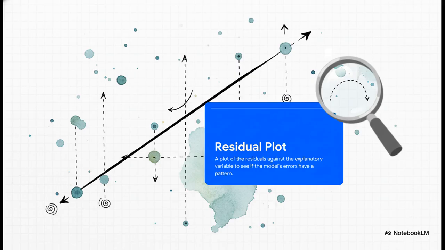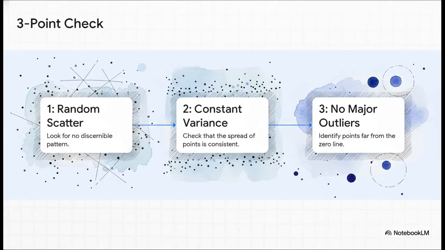A residual plot just maps out all those errors. So what we're really doing here is looking at our model's mistakes to see if there's a pattern to them. Kind of clever, right? And when we're looking at this plot, we've got a super simple 3-step checklist. First, is it just a random scatter? We're looking for no pattern. Second, is the variance or the spread of the points pretty consistent? And third, are there any crazy outliers just hanging out way far from the zero line?